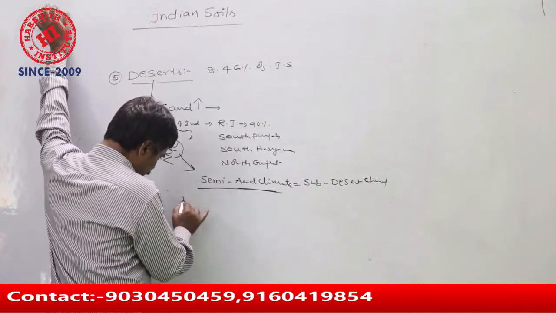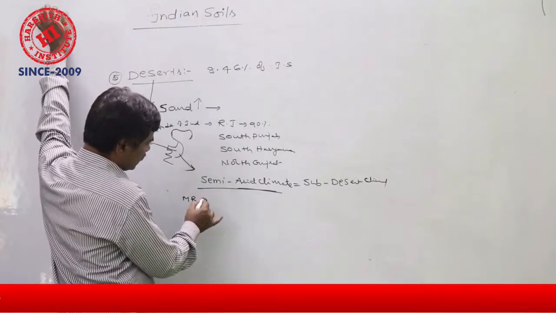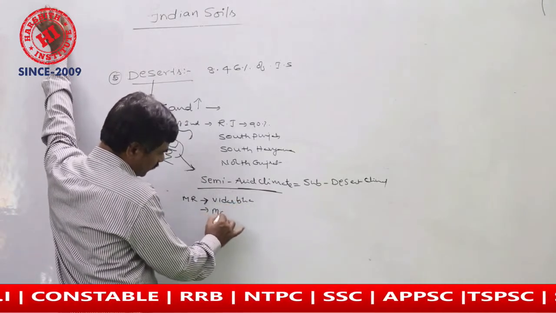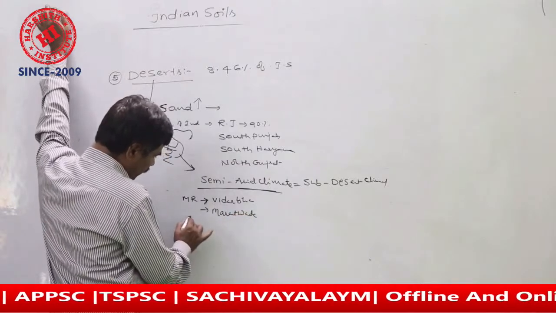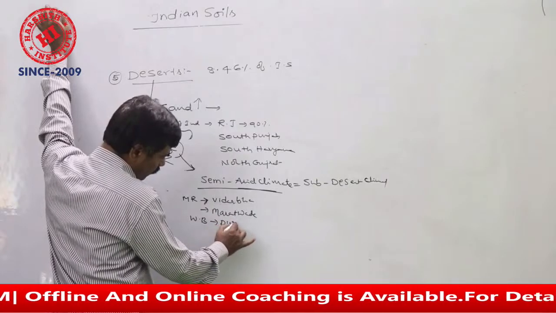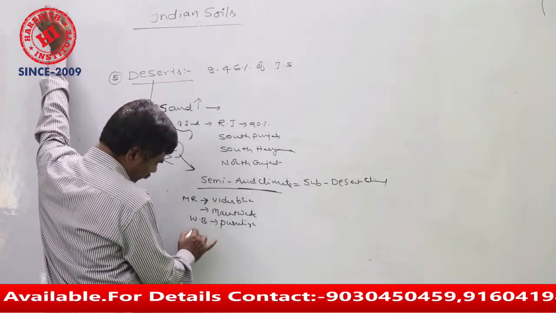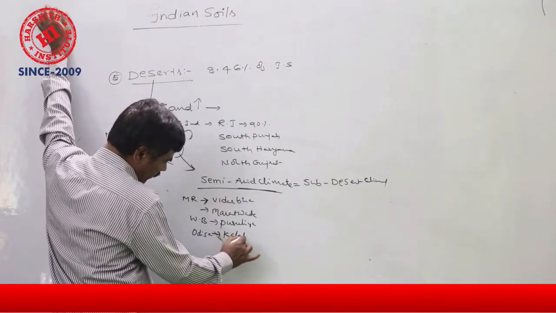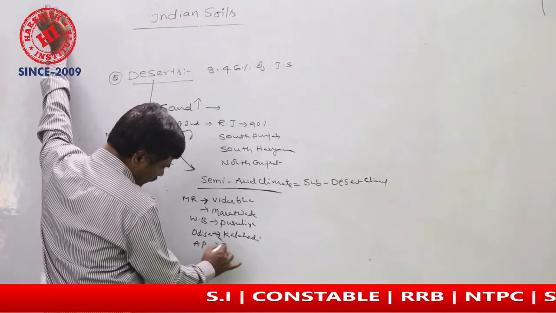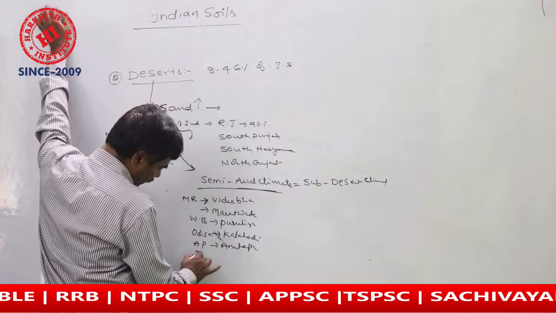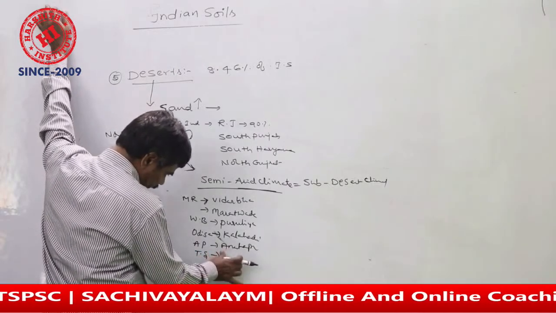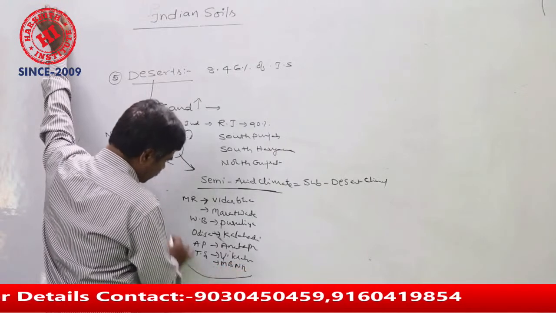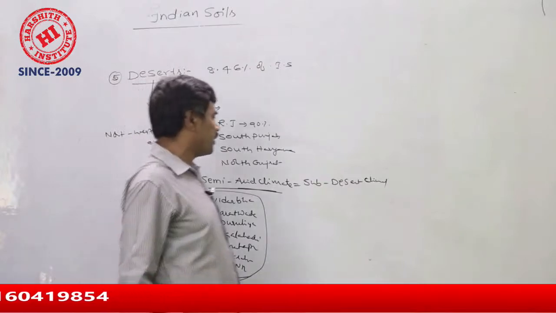So in Maharashtra also, this type of soil, sandy soil, is found in Vidarbha and Marathwada; in West Bengal, Purulia; in Odisha, Kalahandi; in Andhra Pradesh, Anantapur district; in Telangana, Vikarabad and Mahabubnagar. These districts have mostly this type of semi-arid climate.